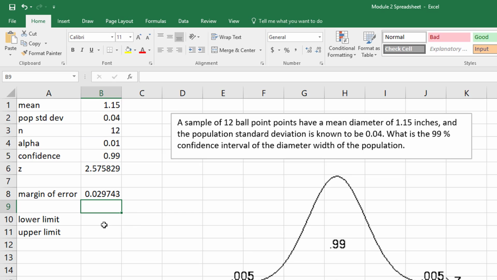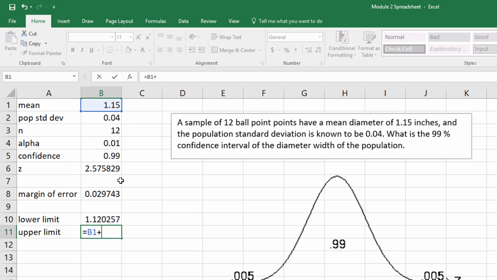So then down here, my lower limit is going to equal the mean minus my margin of error. And then next, the upper limit is going to equal the mean plus my margin of error. What's kind of nice about doing this in Excel, well, let's just finish this first, is this says with 99% confidence, if I go out and get 100 ballpoint pens, I would expect 99 of them to be within this interval.